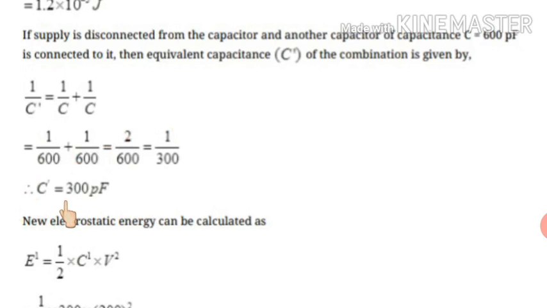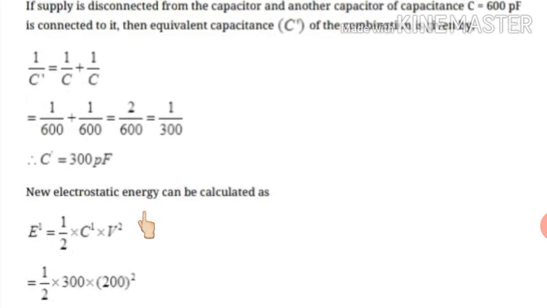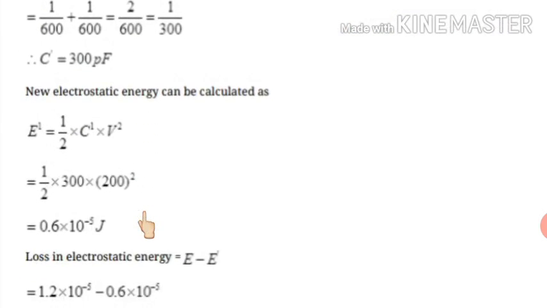Now we can calculate the electrostatic energy of the combination. So again we will use the same formula, that is half CV square, but now in place of E we will write E dash and in place of C we will write C dash, because this is the new capacitance and the energy will also change.